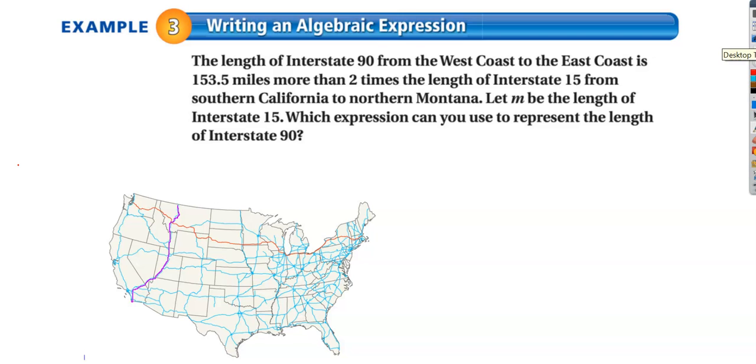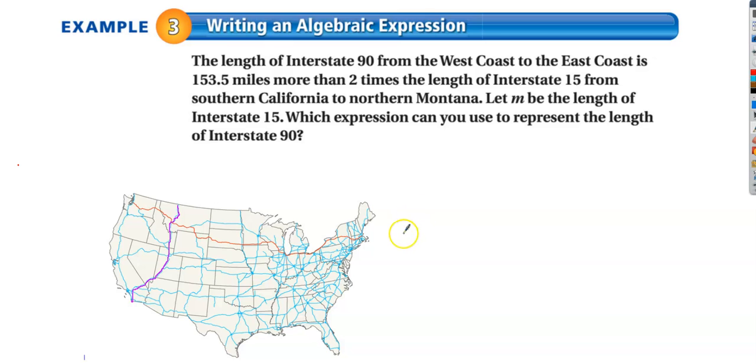So now here's kind of a real life example where somebody could show you a map and they would tell you this. There's a whole bunch of words and it looks kind of complicated. I see a map, but I see a purple line and a red line. And I notice it says the length of Interstate 90. Now I'm not going to circle the 90 because that's not actually the map word. That's the number of the freeway. And it says Interstate 90 goes from the west coast to the east coast.